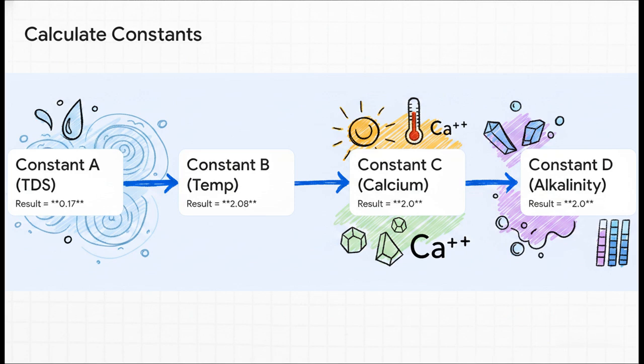Next, constant B for temperature. That formula is negative 13.12 times the log of your Celsius temp plus 273. Then you add 34.55. With our 25 degrees, that works out to 2.08.